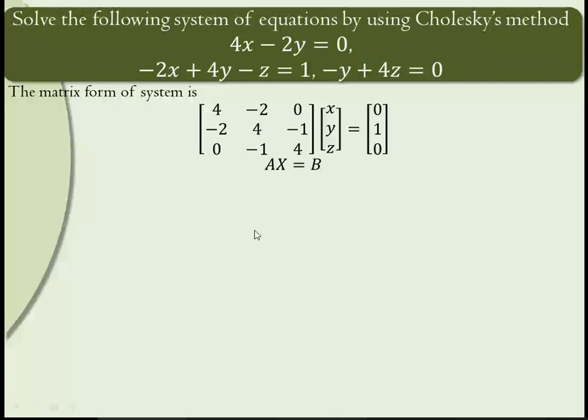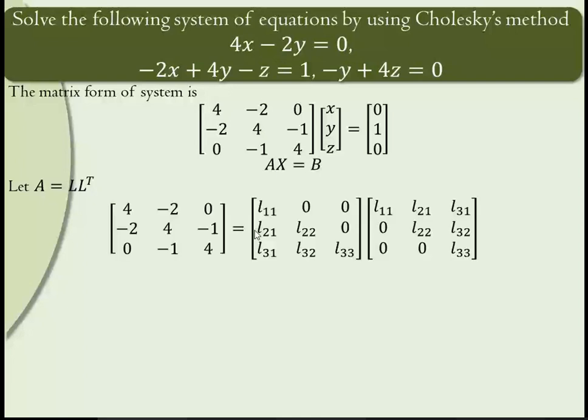Now, for Cholesky's method, we have to write A as L into L transpose or U into U transpose. You can take either type of triangular matrix. I'm taking lower triangular. You can try with upper triangular, and at the end it will give the same values for x, y, and z. So the given matrix A can be written as L L transpose. What is the L matrix? Lower triangular, all elements above the diagonal are 0. So it is L11, 0, 0, L21, L22, 0, L31, L32, L33.